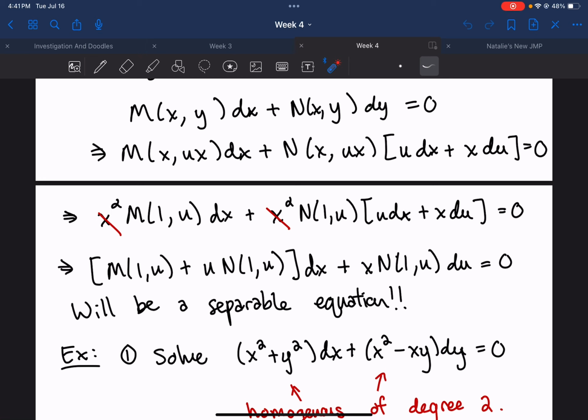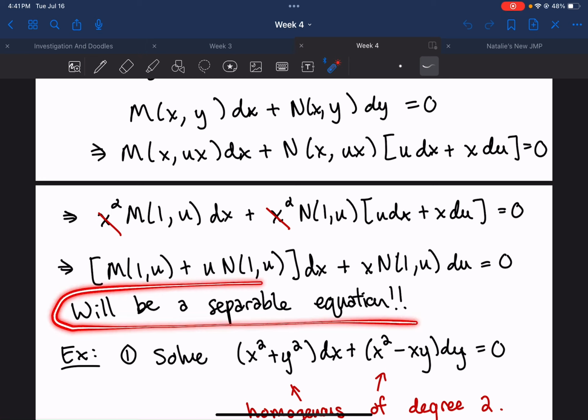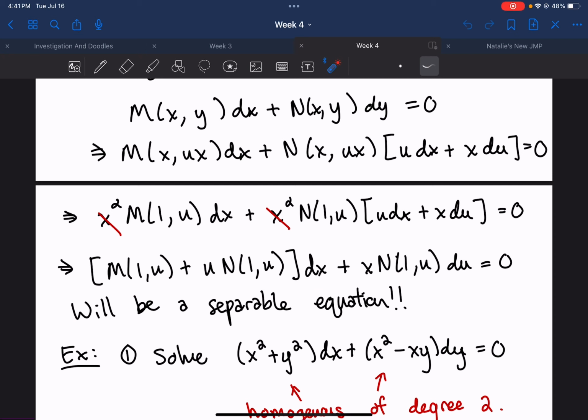Now, what's magical here is this will always be a separable equation, right? So we started with something that looked exact, we make the substitution y equals u times x, and it turns into a separable equation. Okay. Because this is all in terms of u's, this is all in terms of x's and u's. We'll just see how it goes.